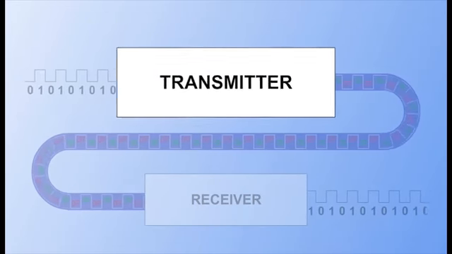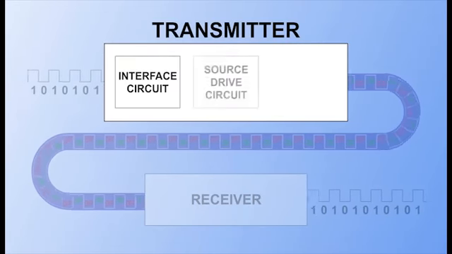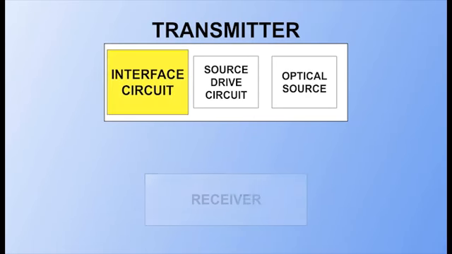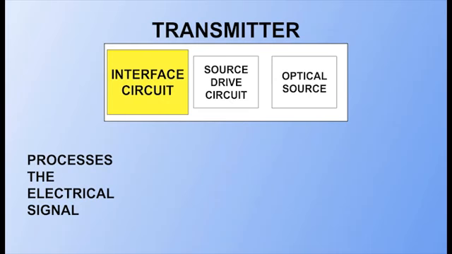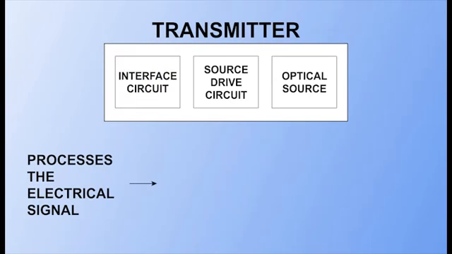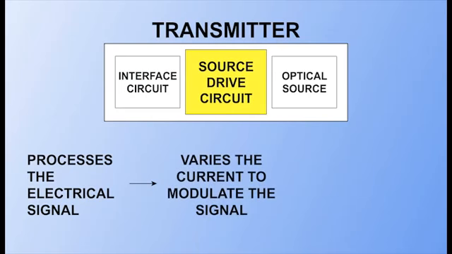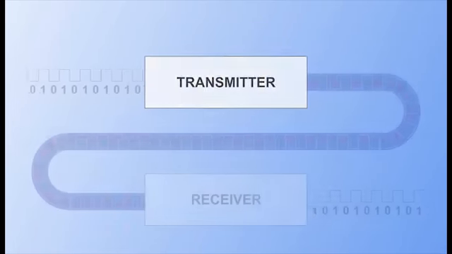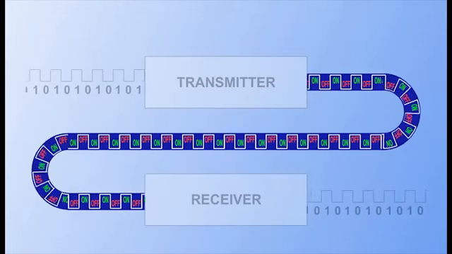The transmitter is composed of an interface circuit, source drive circuit, and the optical source. The interface circuit processes the electrical signal, making it compatible with the source drive circuit. In turn, the source drive circuit varies the current to modulate the optical signal. Finally, the optical source changes the electrical energy into light. The pulses of light are sent through the transparent core of the cable.